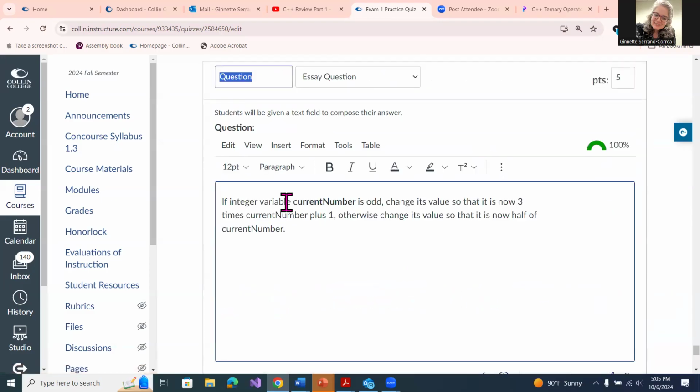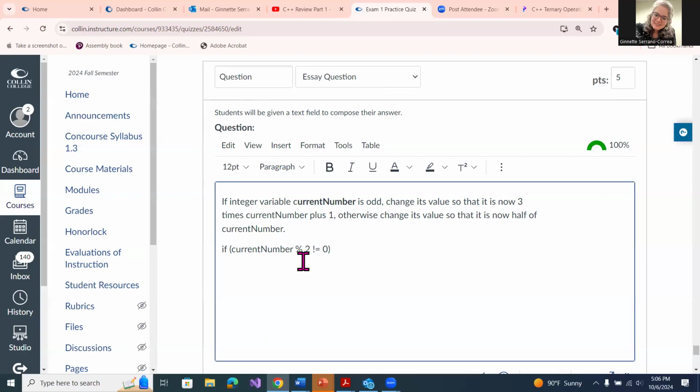If integer variable current number is odd, we want to figure out if this variable current number is odd. Well, we had an exercise where we did this. Current number modulus 2 is not equal to 0. So if it's equal to 0, it's even. If it's not equal to 0, it's odd.